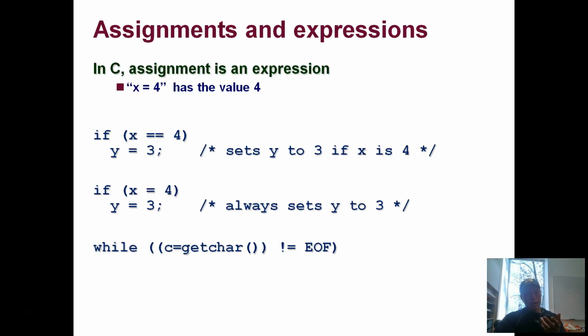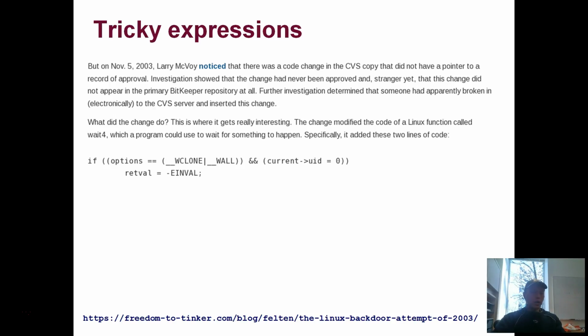So this is interesting because the difference between equal and double equal was in fact exploited, and a hacker tried to leverage this to insert a backdoor in Linux about a decade ago. And this is the link down here if you're interested in reading about it. In the Linux kernel, there is a function called wait2 or wait4, I think is the function name.